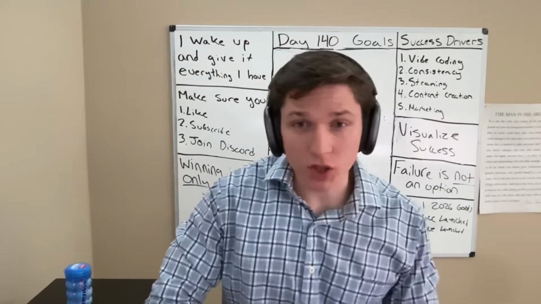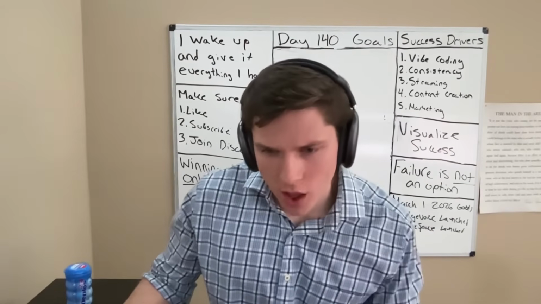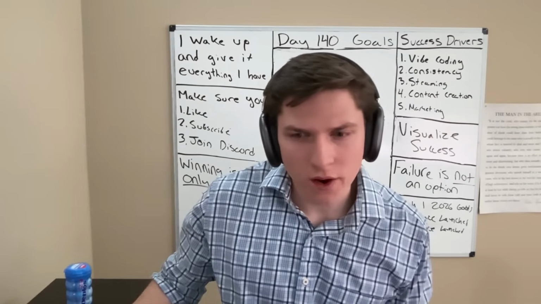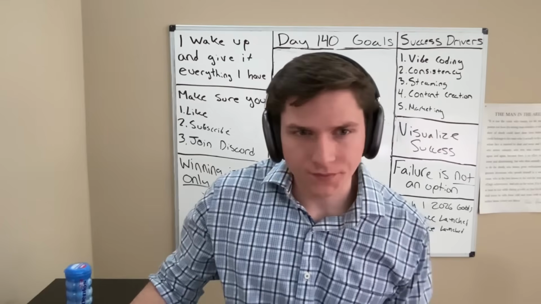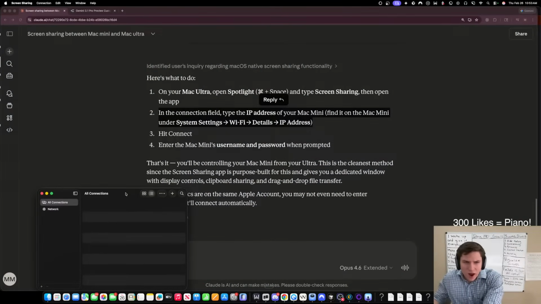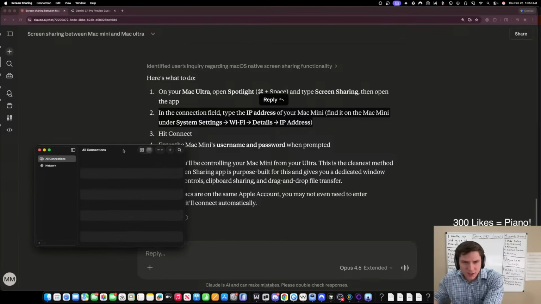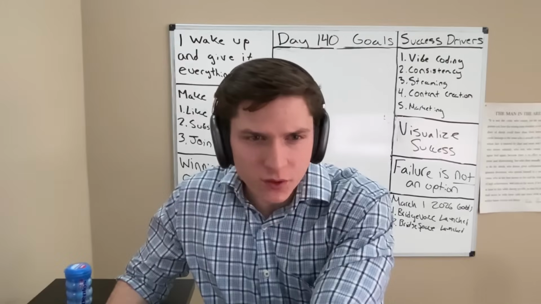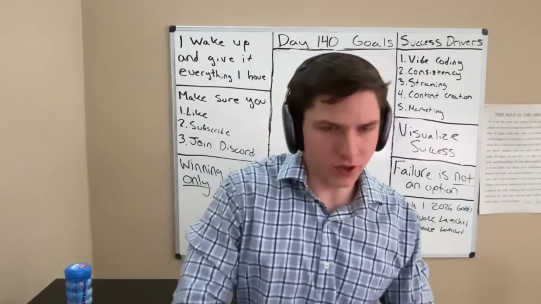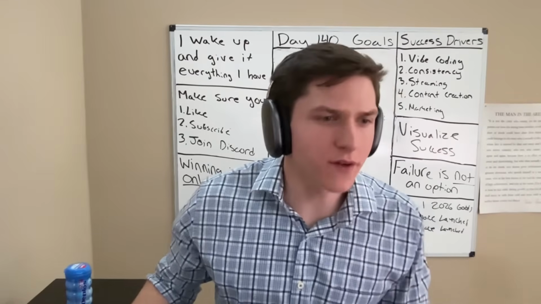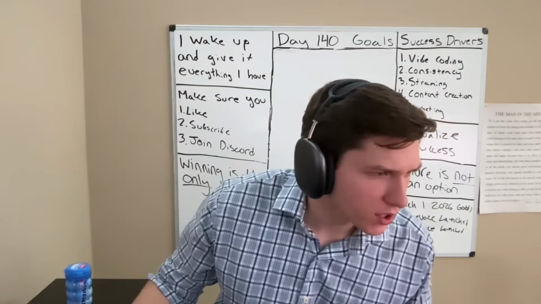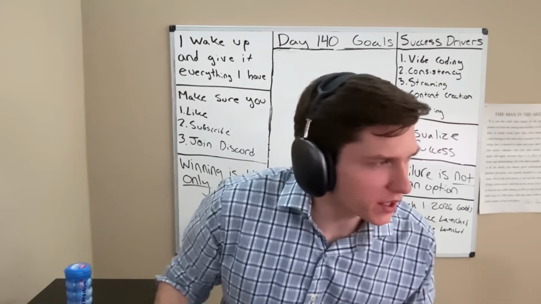Okay, so I'm going to do screen sharing here. All right, so I'm here. It says, then open the app. In the connection field, type in the IP address of your Mac Mini. Okay, wait, hold up here, chat. This is the first time I've ever done this, but once I do get this set up, it'll be good because I'll be able to use it from there. If that doesn't work, search screen sharing in Spotlight. What do I click here?